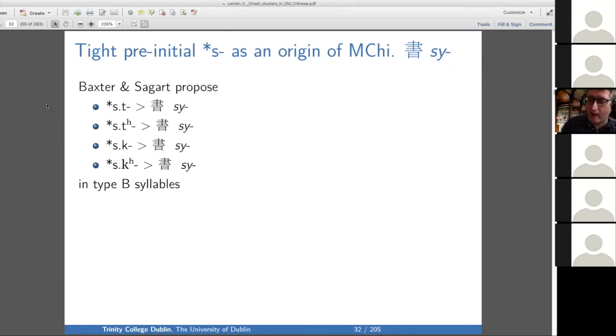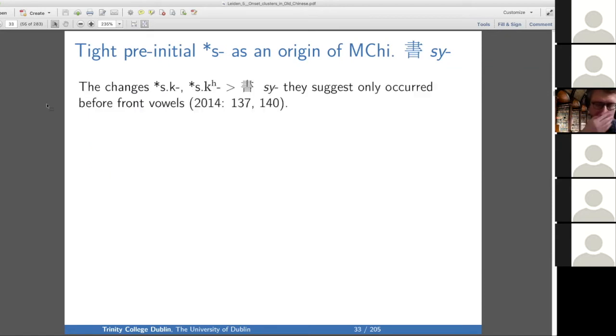Now we move on to SY in Middle Chinese. So they propose these changes in type A syllables. So st, sk, sk, they all become sh. But the SK to sh change only occurred before front vowels.